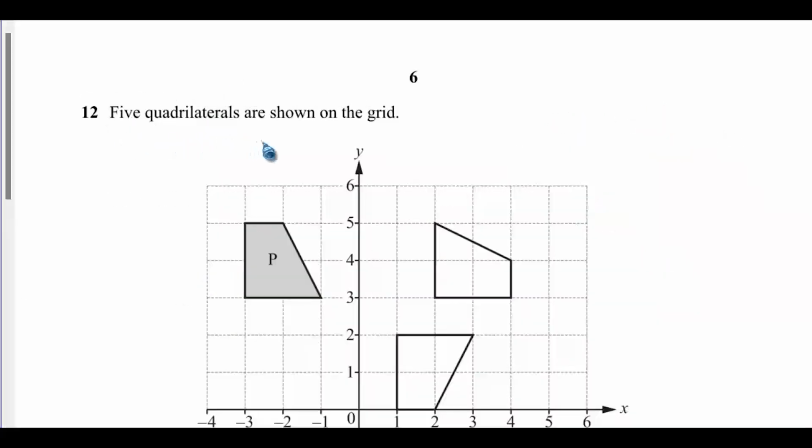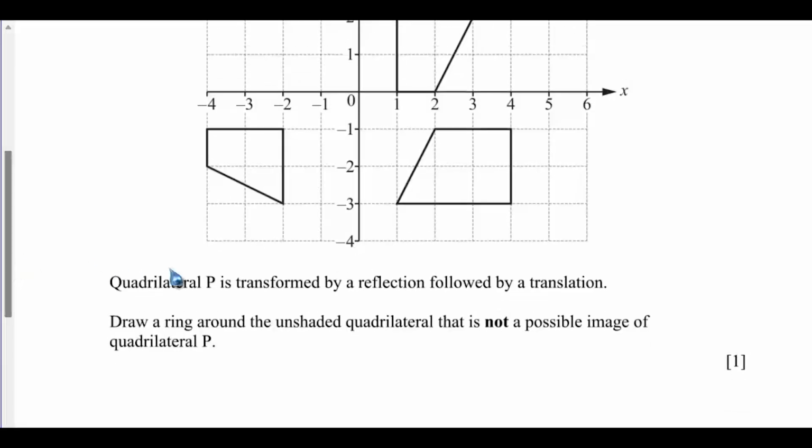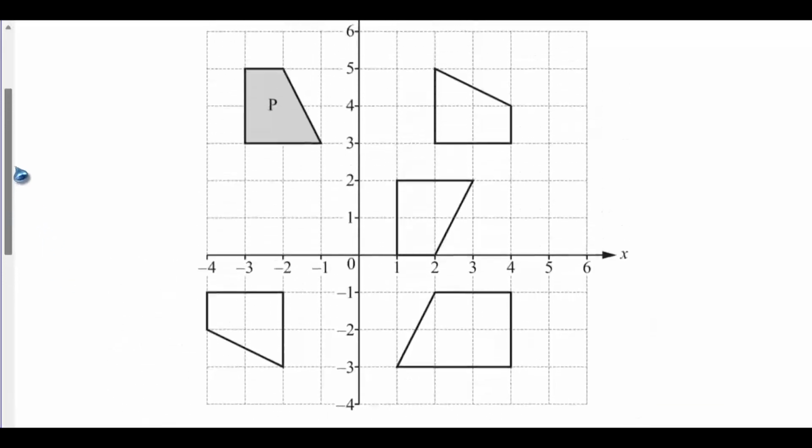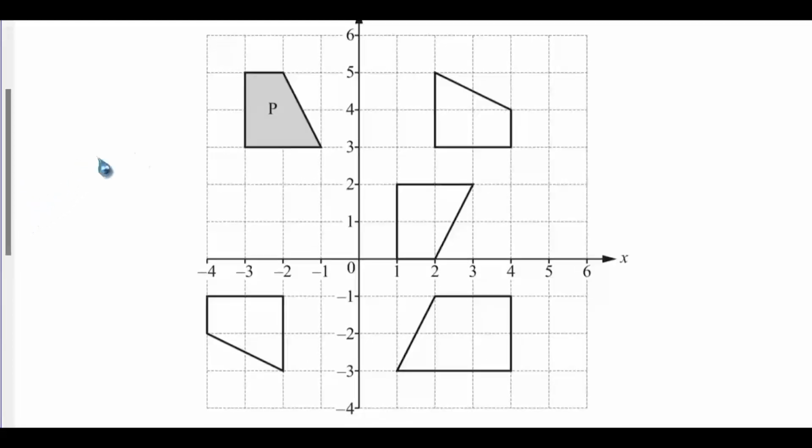5 quadrilaterals are shown on the grid. Let's look at the question. Quadrilateral P is transformed by a reflection followed by a translation. Draw a ring around the unshaded quadrilateral that is not a possible image of quadrilateral P. So if you look at this now, you need to be very smart. You don't need to start reflecting and translating the object before you could get your answer. So you need to look at the question and the shapes very well, and be very smart.